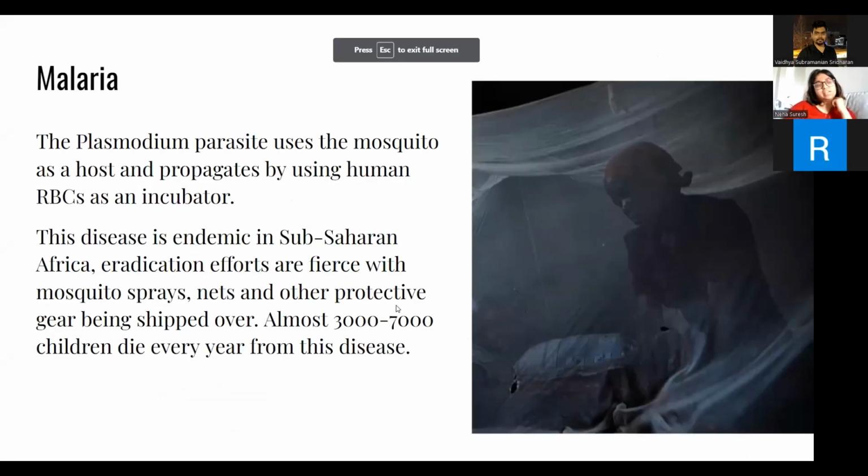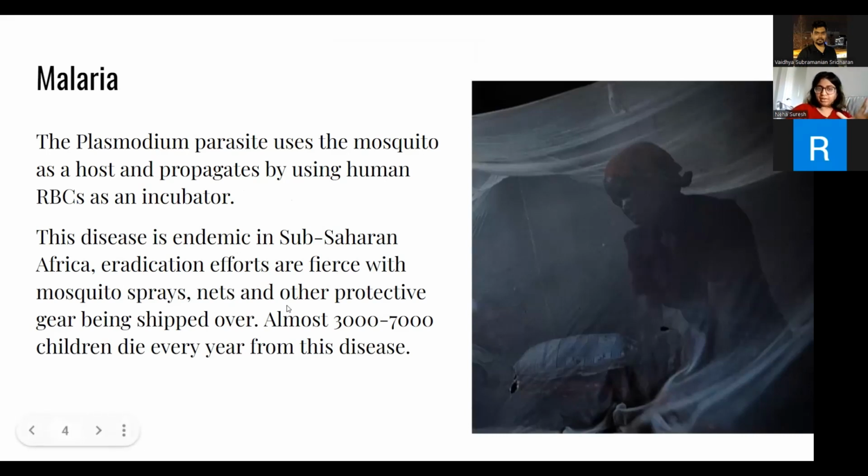So malaria is a disease where the Plasmodium parasite uses mosquitoes as a host and propagates by using human red blood cells as an incubator. The reason I'm bringing this up is because there have been both a CRISPR gene drive that has been made for malaria, as well as a CRISPR cure for sickle cell anemia. And sickle cell anemia was actually nature's evolutionary response to malaria.